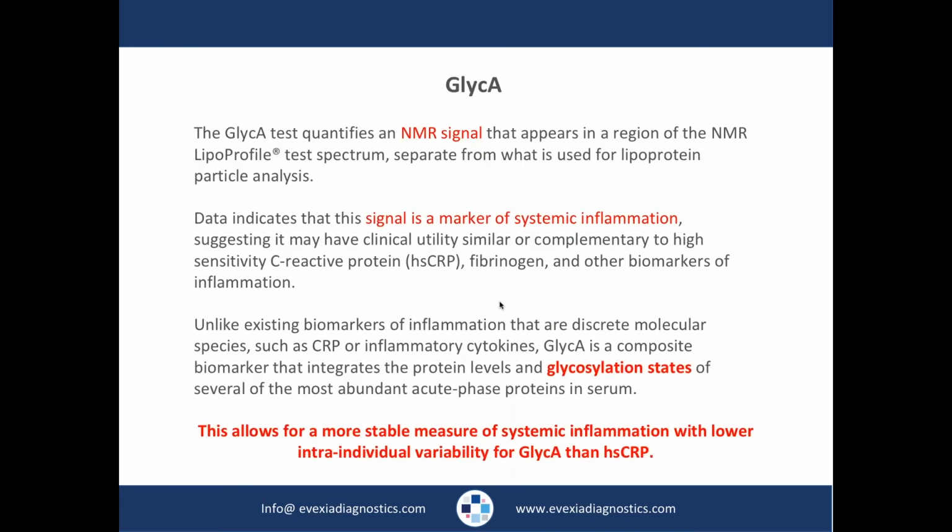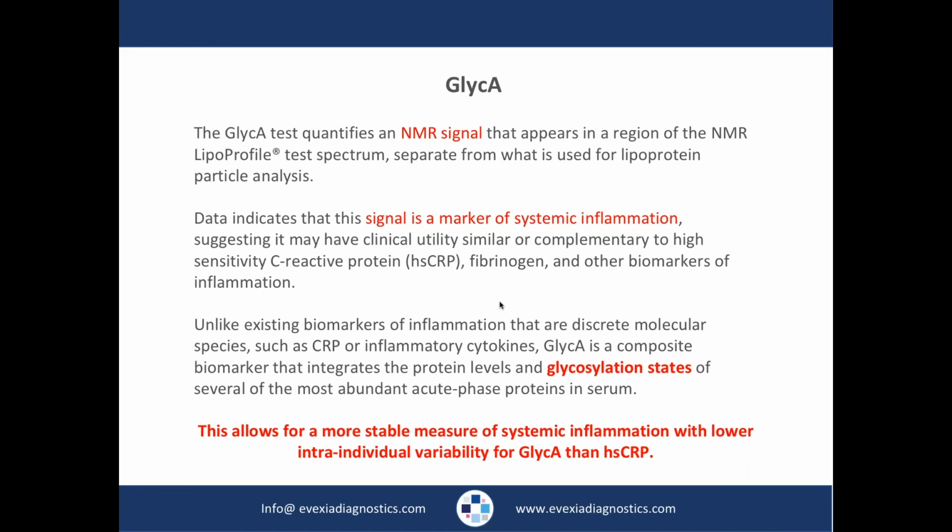This is a calculated marker you see here. You may have heard of glycosylation, and hemoglobin A1C is a glycosylated hemoglobin. That's what that is. And this marker is derived from that NMR signaling. When it goes through the analysis and goes through the machine, it is a marker of systemic inflammation. Now, the unique thing about this marker is that it tends to be more stable for systemic inflammation than even high sensitivity C-reactive protein. That's why it's used.